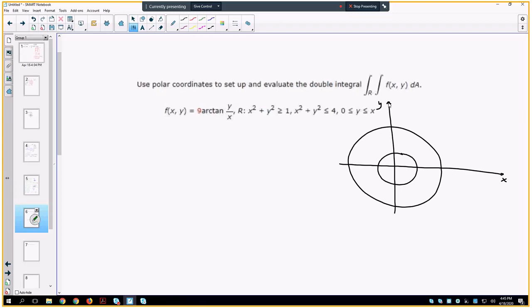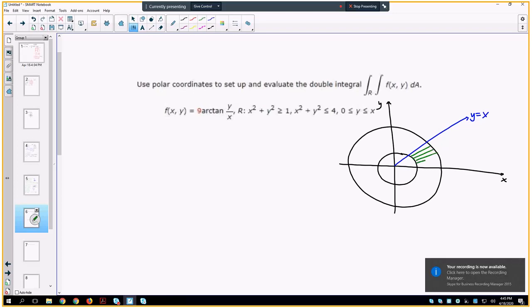But I also am told that y is between 0 and x. So the line y equals x, y is between 0 and that. So the region that it's describing is here, between the two circles, and y is running from 0 to x. So again, that looks like a nice region that we can describe in terms of polar coordinates.